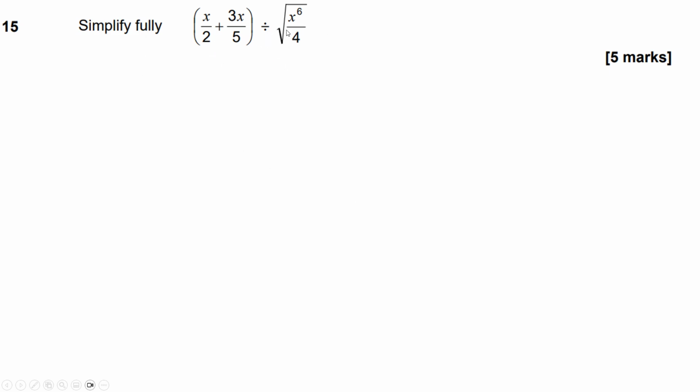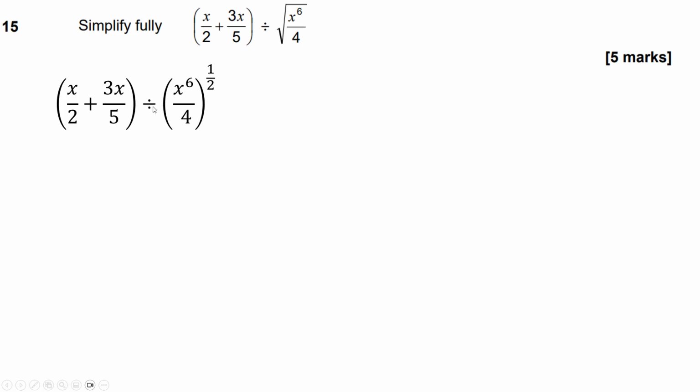Simplify this fully. I actually did this in a really weird way, but it doesn't matter as long as you get the same answer at the end. Now, this is quite generous with 5 marks, but I suppose that this might be a bit of a problem for some people. But anyway, so what I did was I said that it was a half, all to the power of a half, because that's what a square root is. You're square rooting. When you're square rooting, you're doing something to the power of a half.